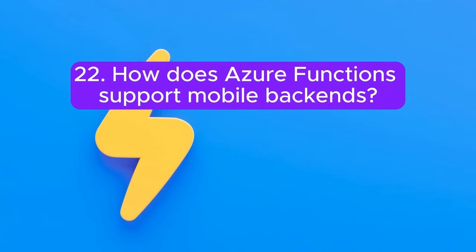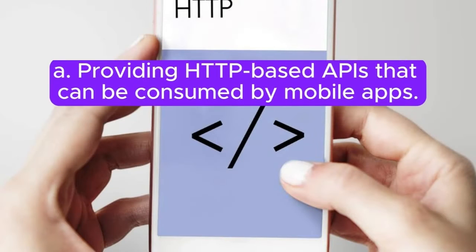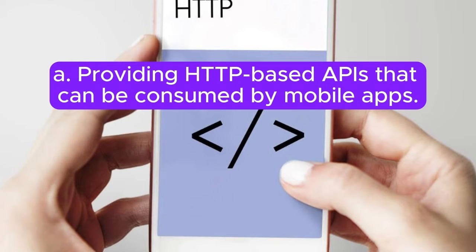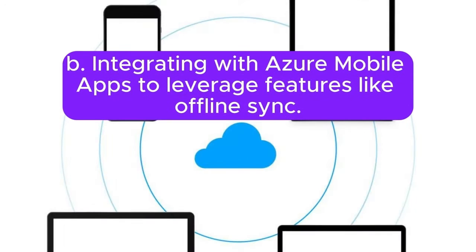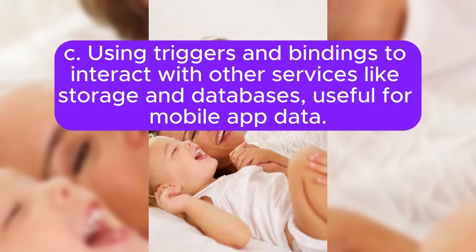22. How does Azure Functions support mobile backends? Answer. Azure Functions can act as a mobile backend by A. Providing HTTP-based APIs that can be consumed by mobile apps. B. Integrating with Azure Mobile Apps to leverage features like offline sync. C. Using triggers and bindings to interact with other services like storage and databases useful for mobile app data.